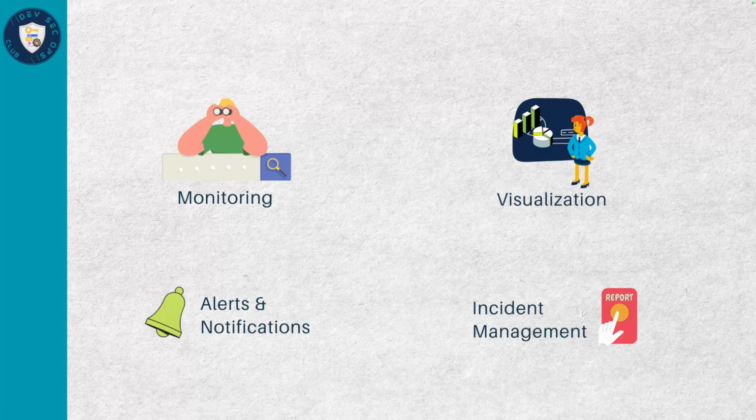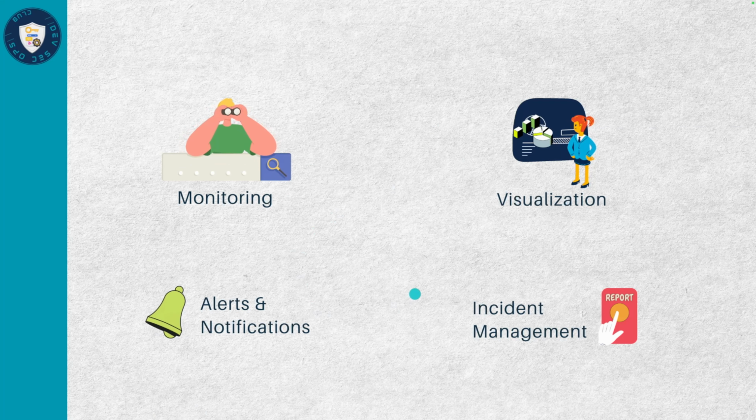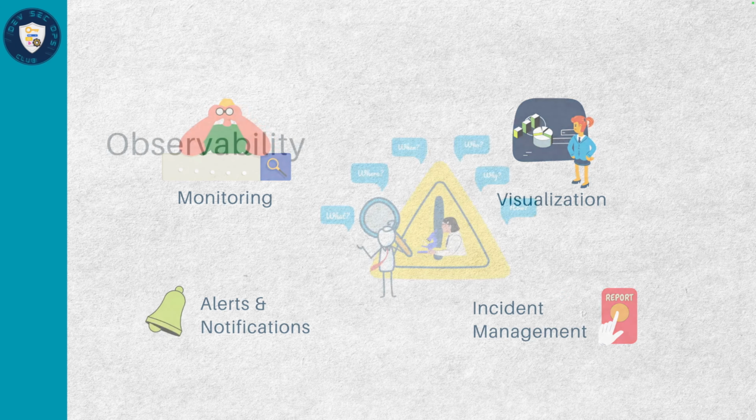So until now we have covered monitoring, visualization, alerts, notification, and incident management, all essential for keeping IT systems running smoothly. But these methods mostly focus on reacting to issues. What if we could go beyond just detecting problems and instead understand the deeper causes before they escalate? This is where observability comes in, and that is our next topic.